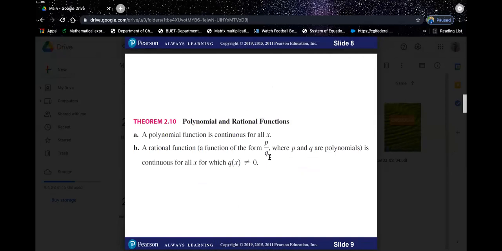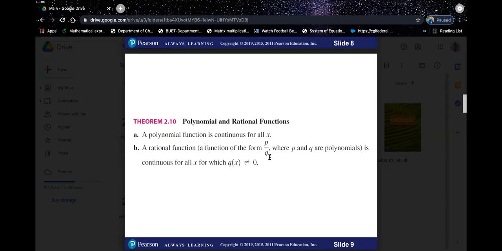In most cases, for some values, the denominator will be 0. And only at those places will the function not be continuous. Apart from that, the function will be continuous. You will see some exceptional cases where for all the values of x, the denominator will be non-zero. So in those cases, the rational function will be continuous everywhere.